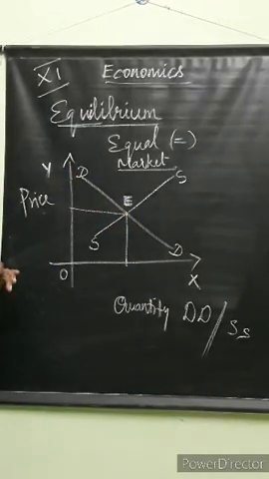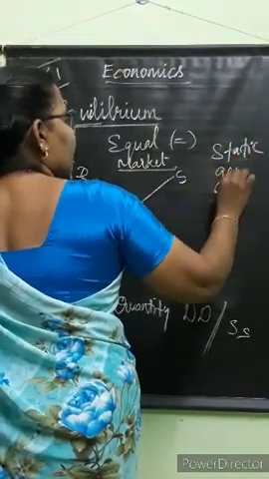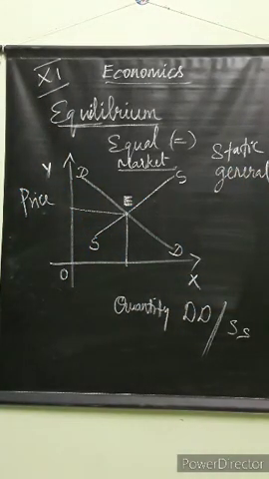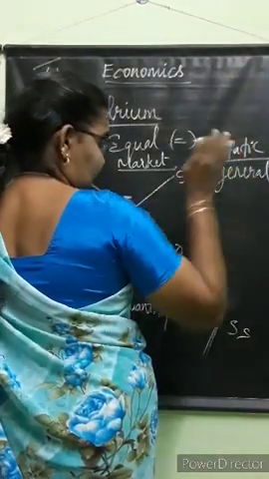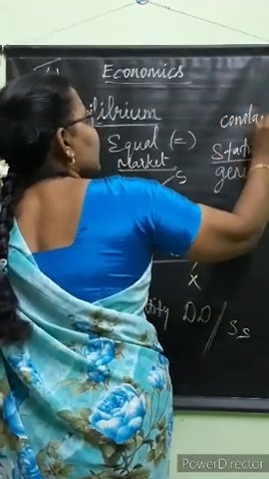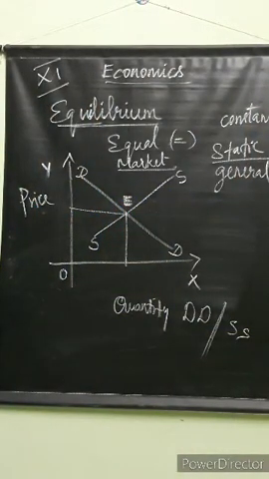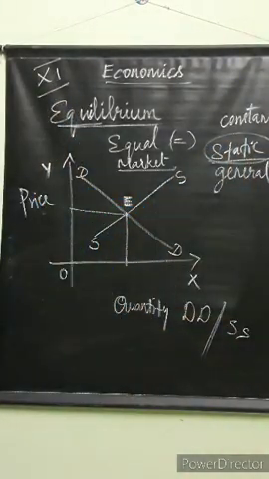We have two equilibriums: static equilibrium and general equilibrium. What do you mean by static equilibrium? Static equilibrium is nothing but constant price, quantities, income, technology, population. Everything will be static. That means constant. There are no changes in the income, in the population, in the consumer's taste, everything. If it is constant, that equilibrium is called static equilibrium.